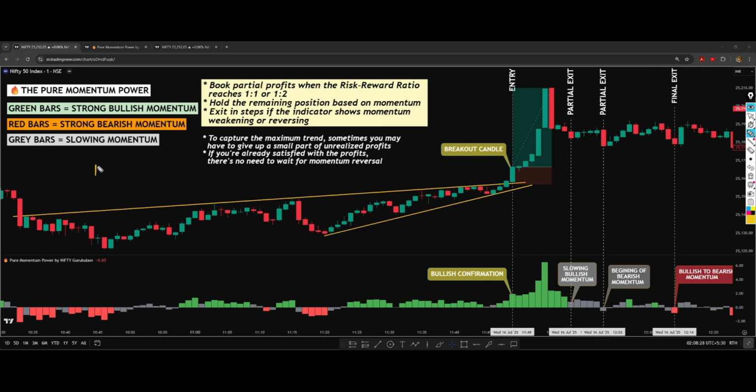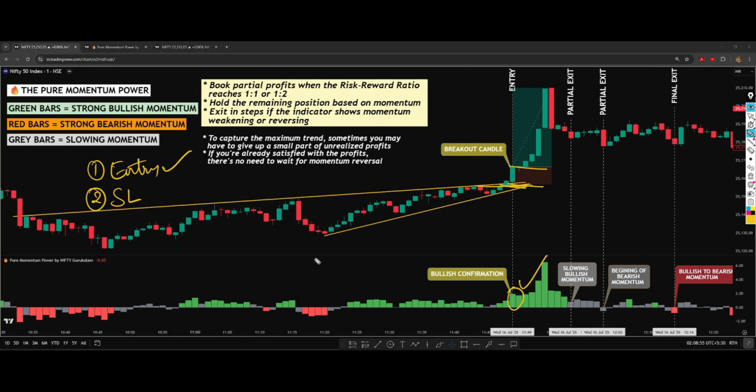Clear? So our first step is entry identification, and you have decided on the entry candle. The indicator also confirms the bullish momentum, so we can enter. And immediately you have to decide on a stop loss. As this is the breakout level, we can put the stop loss below this breakout level. So this is our stop loss.